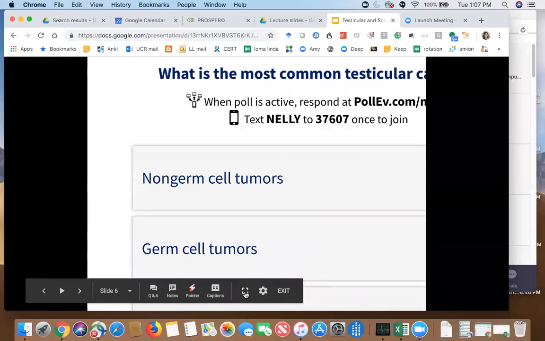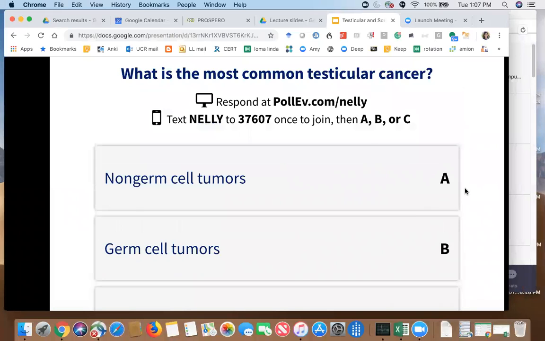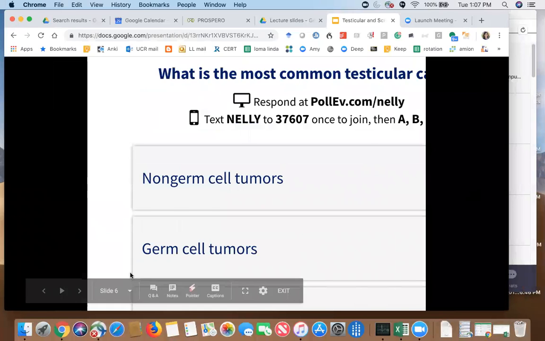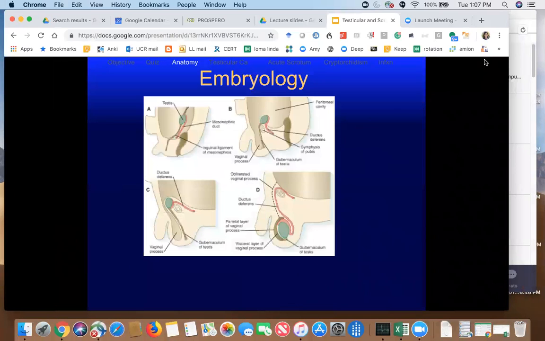What is the most common testicular cancer? Non-germ cell, germ cell, or Leydig cells? And everyone said B, germ cell. Okay, perfect, good. So we're going to proceed.